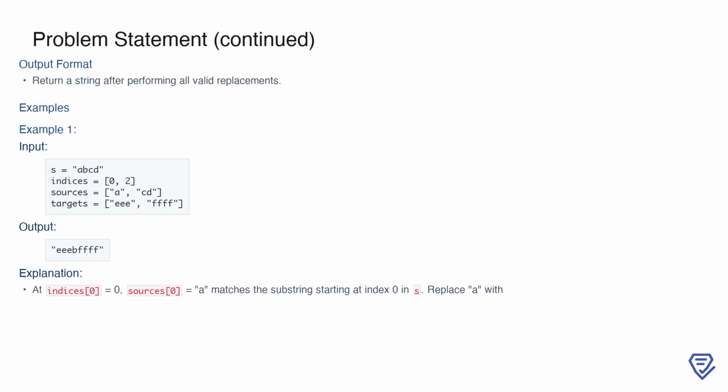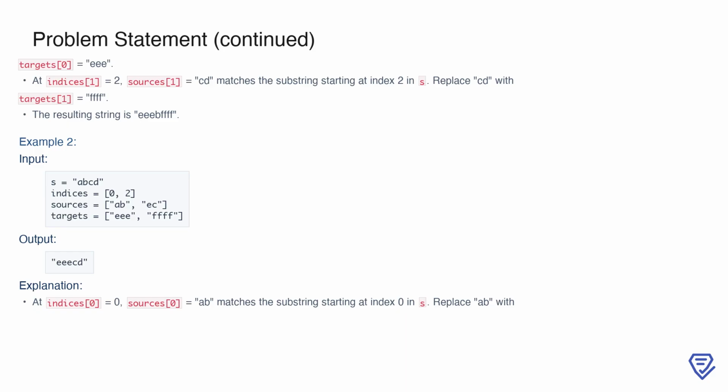Say the input string S is ABCD, with indices as 0, 2, sources as A, CD, and targets as E, FFFF. The first replacement occurs at index 0, where the substring A matches sources[0]. Here, A is replaced with targets[0], which is E. Next, at index 2, the substring CD matches sources[1], so it is replaced with targets[1], which is FFFF. After applying both replacements simultaneously, the resulting string becomes EBFFFF. This demonstrates how matching substrings are replaced while preserving the integrity of the process.